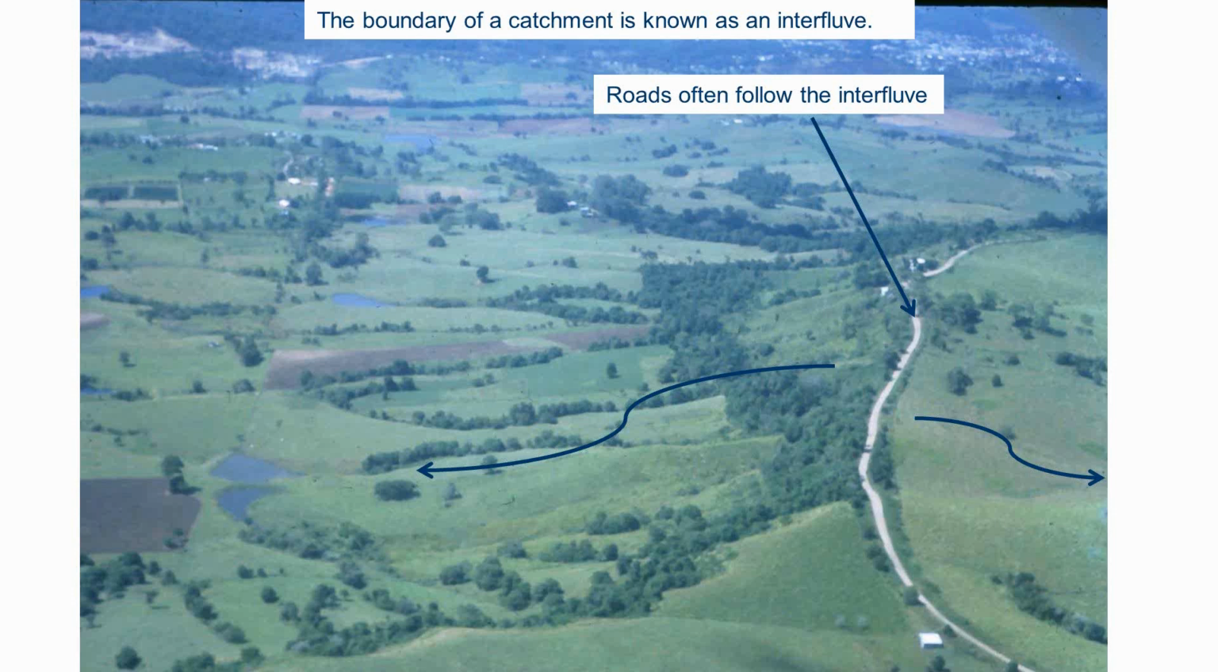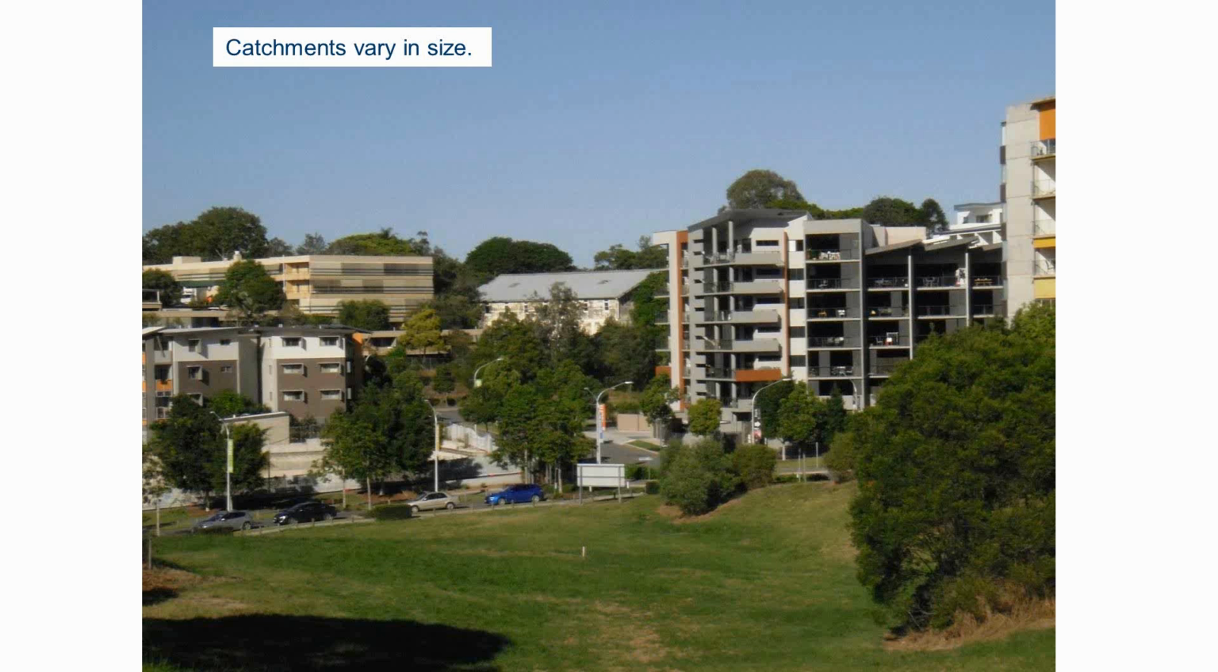Right, the boundary of a catchment is known as an interfluve, a French word meaning between rivers, and in this slide here we've got the actual boundary of the catchment. The interfluve is actually followed by the road, and roads often do follow those sort of areas. You can see on the left hand side the water's running into one catchment area, on the right hand side the water's running into an entirely different catchment area.